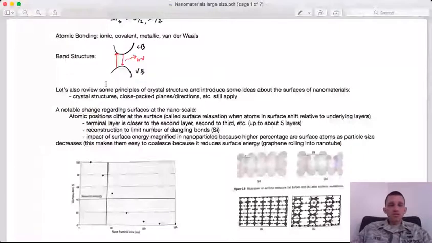Also, within there, I talked about crystal structures. But if we recall, within those crystal structures, we have close-packed planes and certain directions and so forth. So a lot of those solid state principles we talked about as far as crystal structures, yielding and close-packed planes, mostly still apply in nanomaterials.